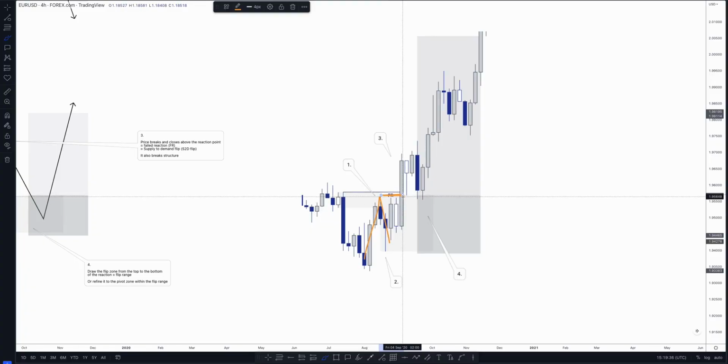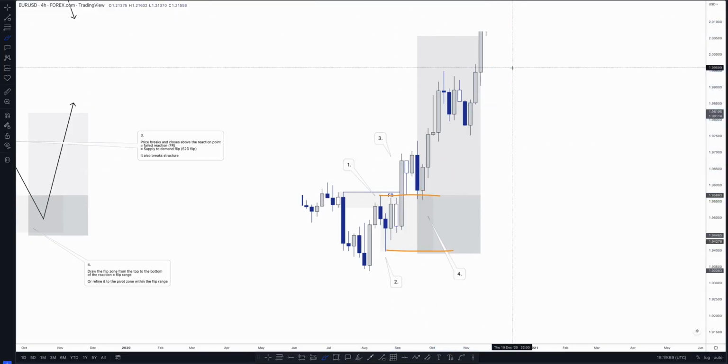It just so happens that that one candle that confirms the flip, confirms the failed reaction, also breaks structure in that one candle, which is happy days, right? So when that candle is up here and it closes, what can we now do? We can draw in our supply zone from the top of the reaction to the bottom of the reaction, and that is our supply to demand flip. And boom, there we go, right? Price comes back in, fills the orders and goes.